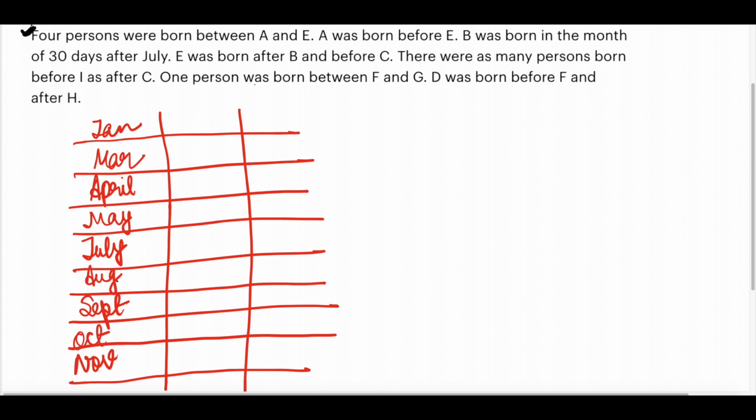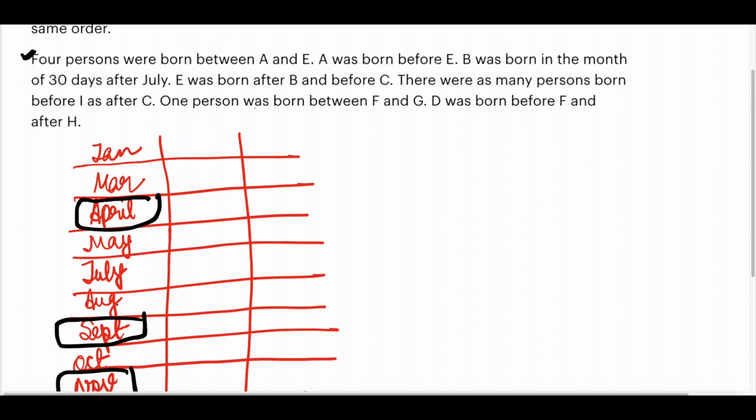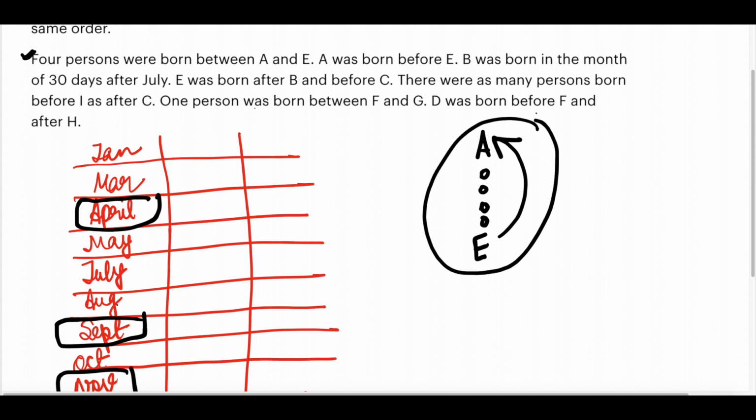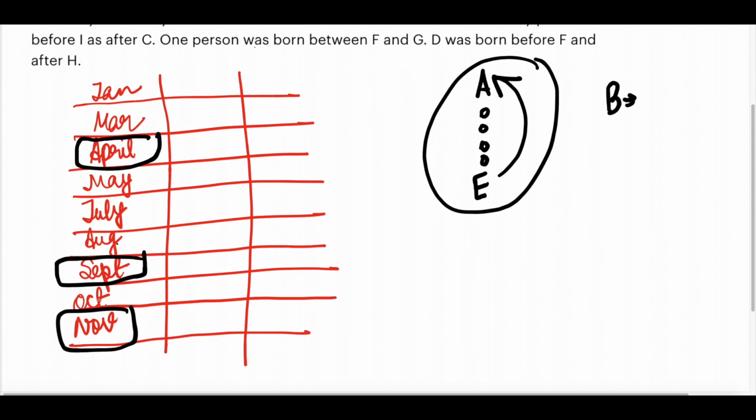Okay, so at first what we are going to do is we are going to mark the months which have 30 days. Okay, so April has 30 days, September has 30 days and November has 30 days and all the other months have 31 days. Okay, now 4 persons were born between A and E. A was born before E. This means A, 1, 2, 3, 4, E and A was born before E. So I'm giving an upward arrow. B was born in a month of 30 days after July. This means either in September or in November.